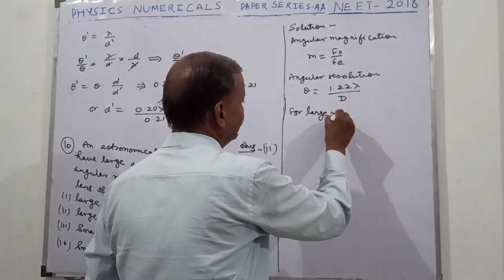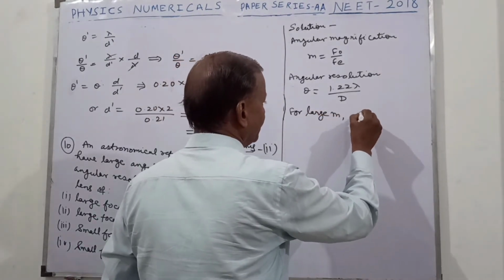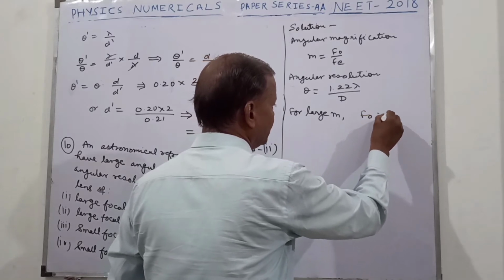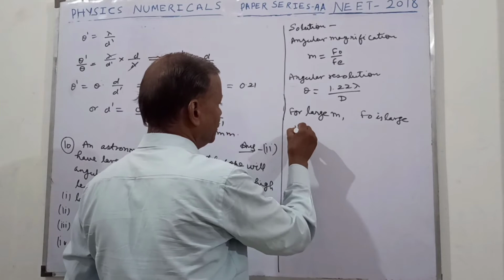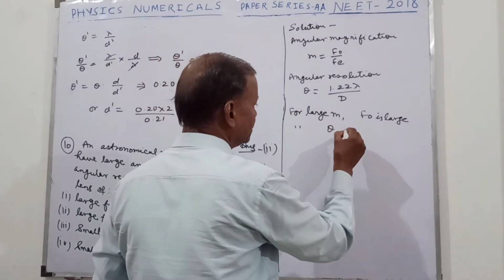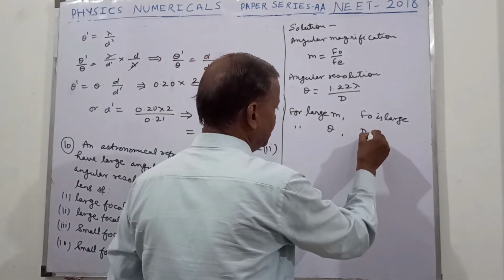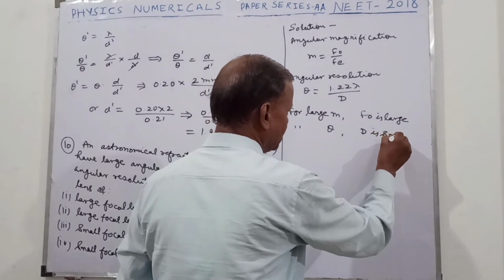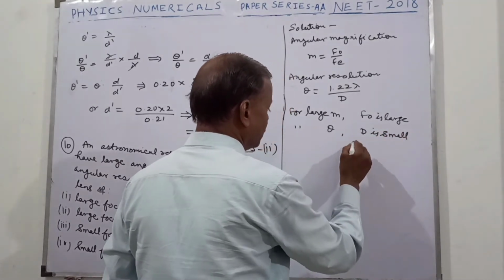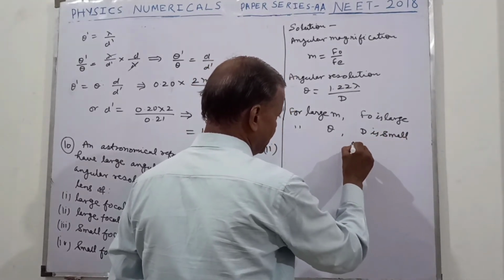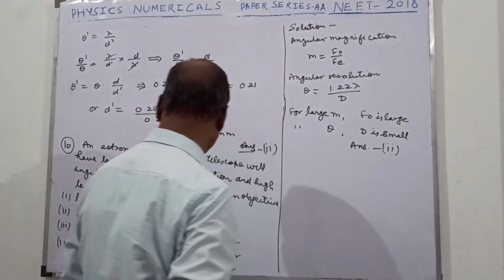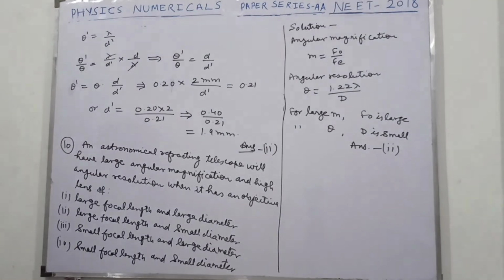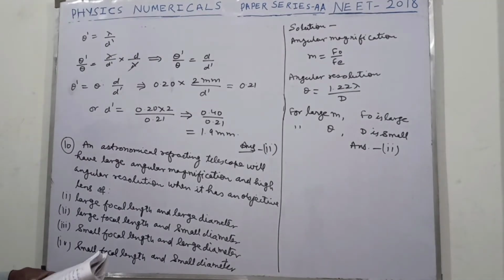So for higher angular magnification and angular resolution, the focal length of the objective lens must be large and the diameter of the objective lens must be small. So for this we have the large focal length and small diameter. The second option is the right one. For large M, F0 is large, and for large theta, this D is small. So our answer is second one, large focal length and small diameter.